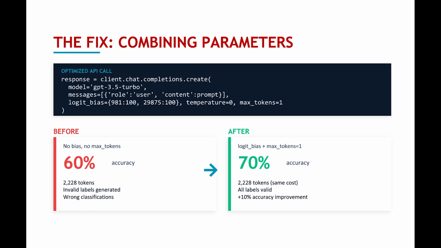With these settings, the accuracy result jumps from 60 to 70%, which is a 10% improvement at the same token cost. On our example with only 10 inputs, going from 6 correct answers to 7 might seem insignificant, but when applying this technique to a full data set, it would result in thousands more correctly classified reviews.